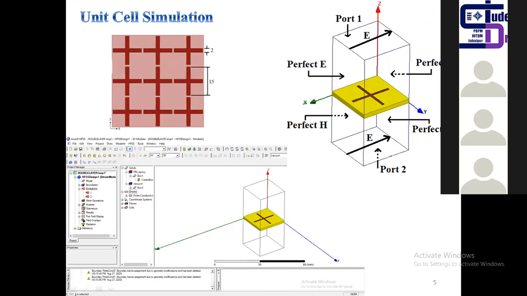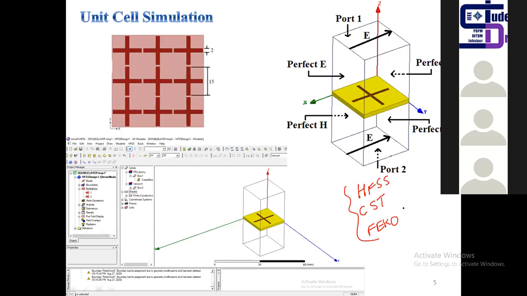Anyway, no problem. So here we can have this simulation model. You can use any high frequency structure simulator, like HFSS. HFSS, you have heard about, is frequently used. Then CST, that is Computer Simulation Technology, or you can use FEKO. Basically, they are using different solvers, such as time domain solver and frequency domain solver. So different solvers are being used. That is why the results may differ a little bit, but not much. They should not differ much, but you can compare with different simulators.